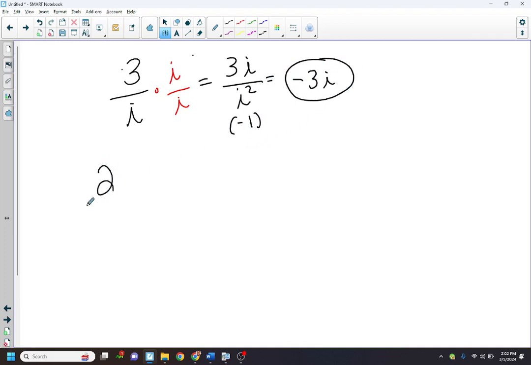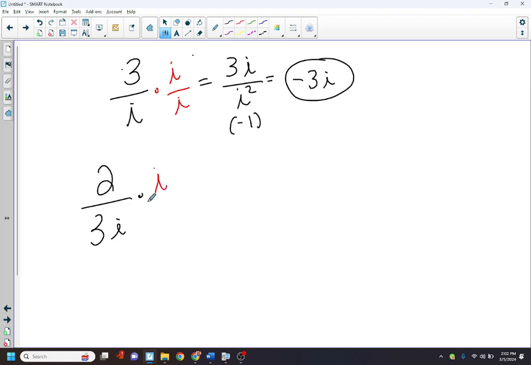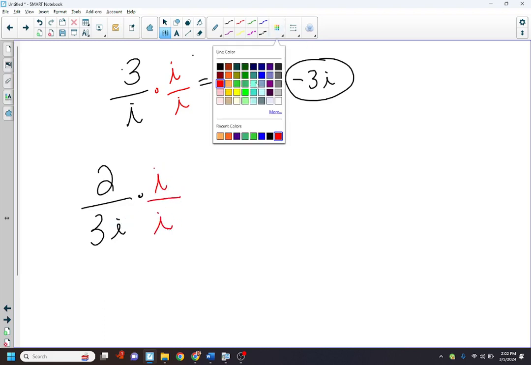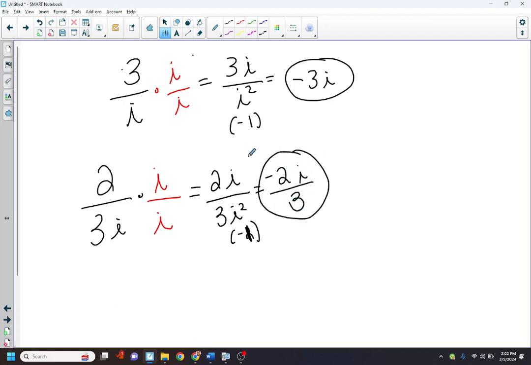If it was like 2 over 3i, you still only care about the i being the issue. So we're just going to multiply the top and bottom with just i. We don't need 3i. We could use just i. So in this case, 2i over 3i squared. But we know i squared is negative 1. So it's going to be negative 2i over 3. If you left the negative on the bottom of the fraction, that's perfectly fine. And the same thing with the square roots earlier.